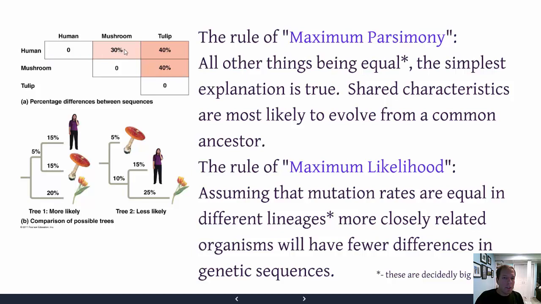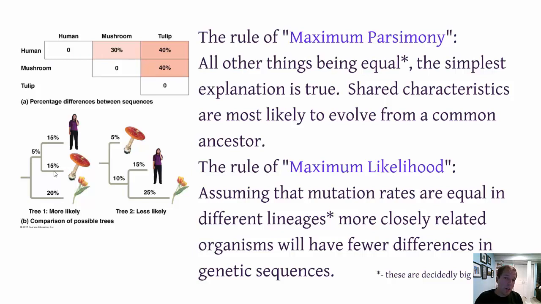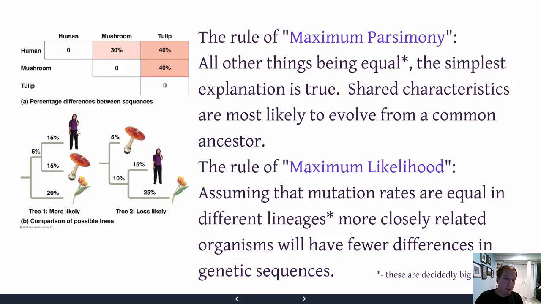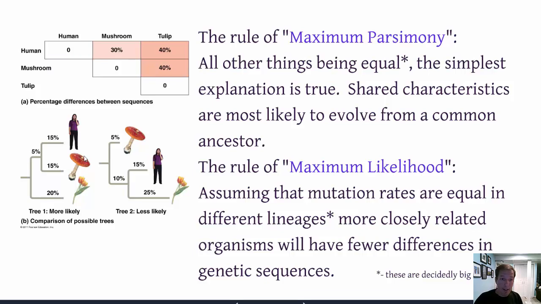If there is a 30% difference between a human and a mushroom, and a 40% difference between a human and a tulip, because a tulip is more different from a human than the mushroom, then it makes more sense to put the human and the mushroom next to each other, and to say that 15% of those differences that exist between them in their genetic code are things that evolved separately after animals and fungus branched off from each other within the eukaryotic domain.